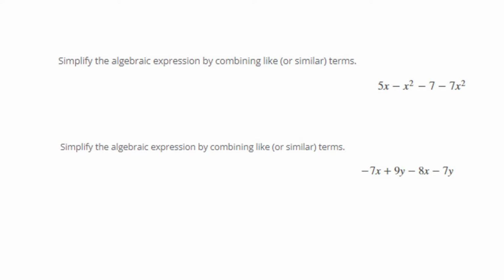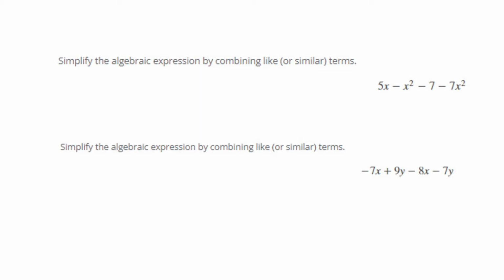All right, so the first thing we're going to do is just combine like terms. Now, like terms, well, and let's even identify the terms in here. The terms are always separated by pluses and minuses. So we have this 5x, this is a term. This negative x squared, that's a term. Negative 7, negative 7x squared. I have 4 terms here.